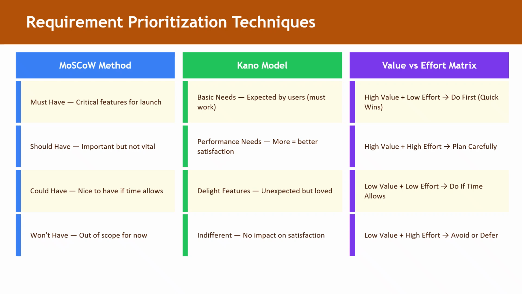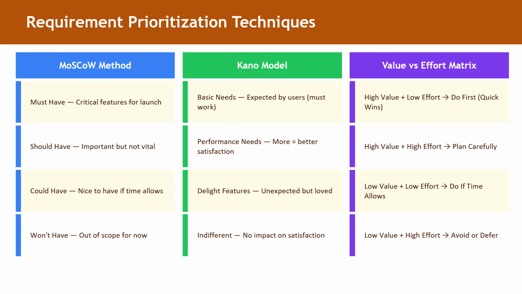We cannot build everything at once, so let's understand some techniques. First, MoSCoW method. Requirements are categorized as must have, which is critical for launch, should have, important but not critical, could have, optional, and won't have, which is out of scope. Second comes Kano Model. This focuses on customer satisfaction, that is basic needs, expected features, performance needs, where better performance increases satisfaction, and delight features, unexpected features that impress users.